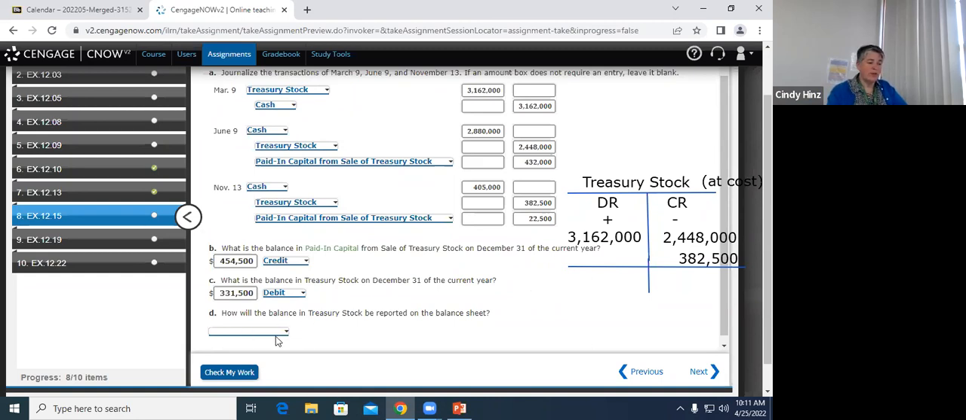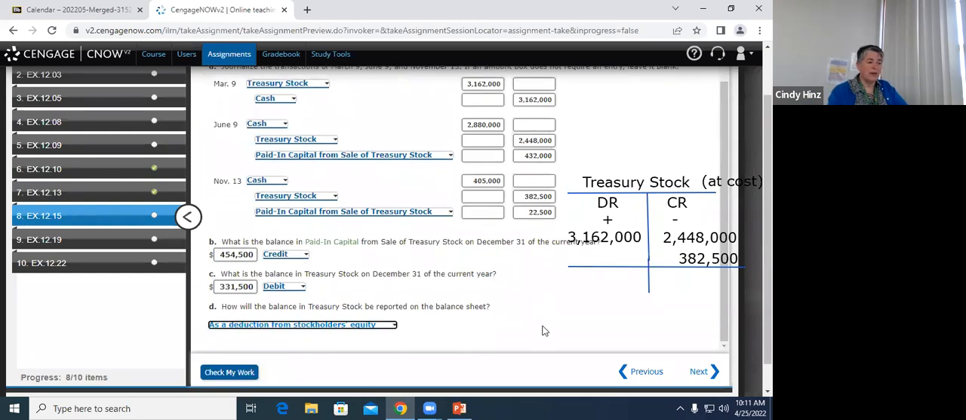How will the balance in the treasury stock be reported on the balance sheet? It is reported in the equity section, but it's a deduction. It reduces our total equity. And as I suggested, we normally do show it with a negative sign, a symbol indicating that it is a negative.